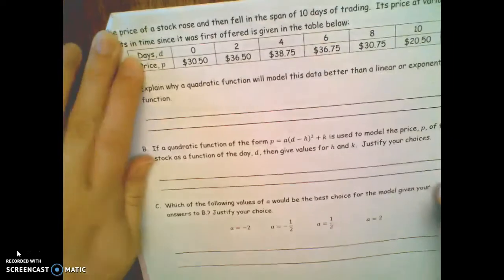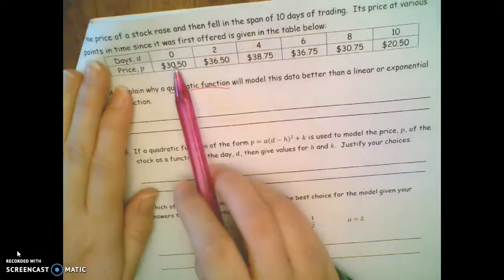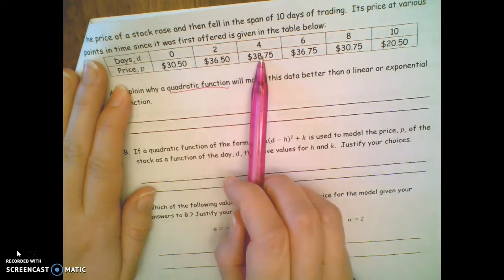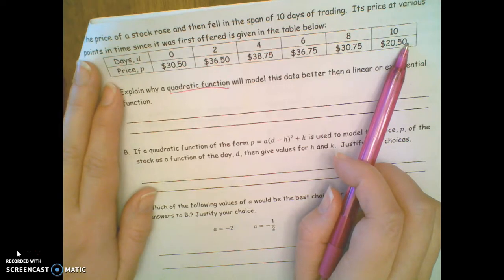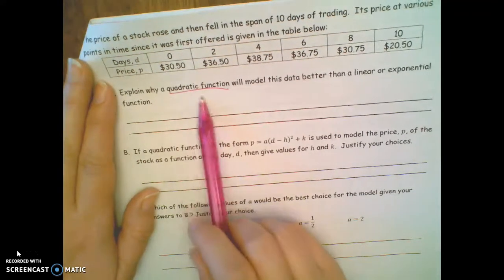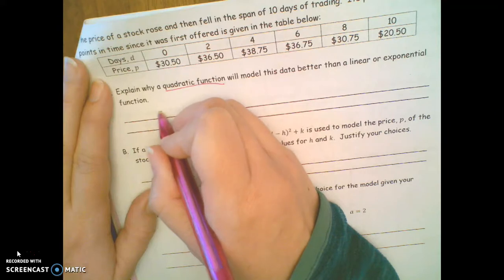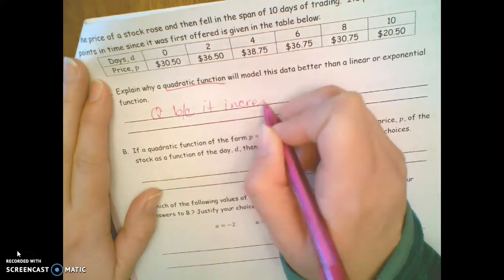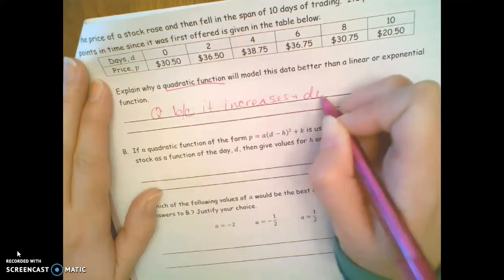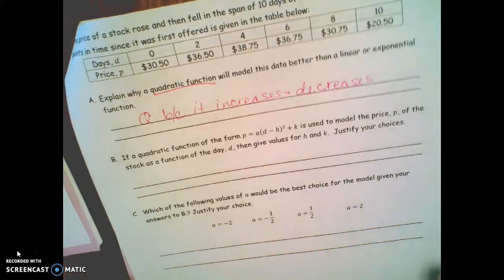Okay, moving on. All right, this one. So it's saying that a quadratic function is going to work. If we look at this, we can see this goes up and then it goes back down. Out of all the ones we're talking about, that's either going to be absolute value or it's going to be quadratic function. So it's got to be quadratic since that's what they're saying. So quadratic is because it increases and decreases. And a linear or exponential function will only do one of those things.